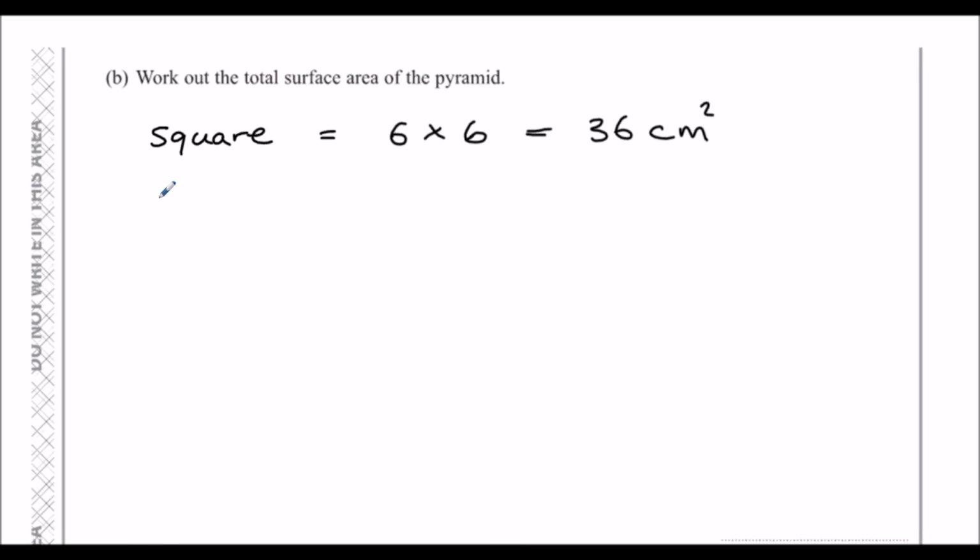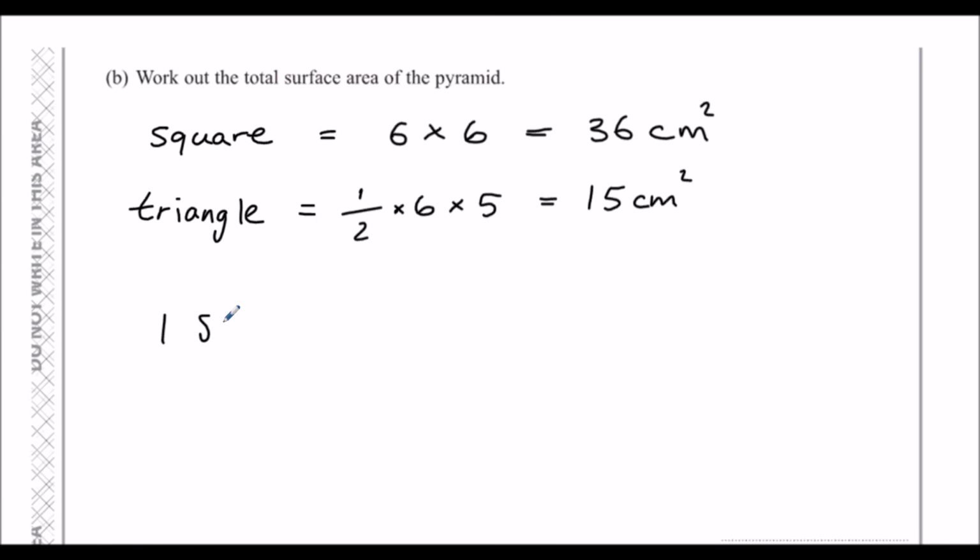So we've got a triangle. So the area of a triangle is half base times height. So half, the base is 6 and the height is 5. So half times 6 times 5, which is 3 times 5, which is 15 centimeters squared. So I've got 1 square plus 4 triangles to make the total surface area.